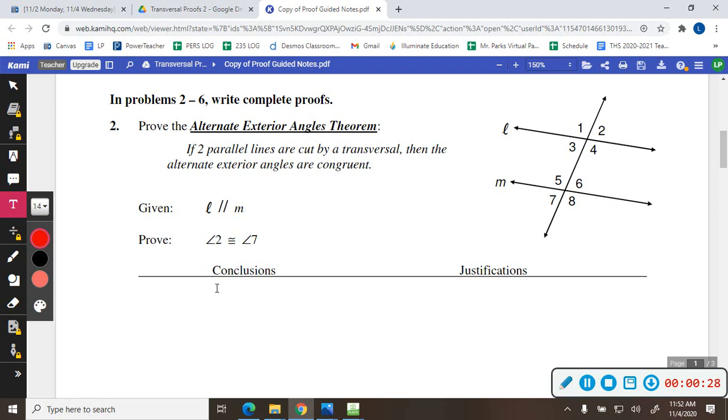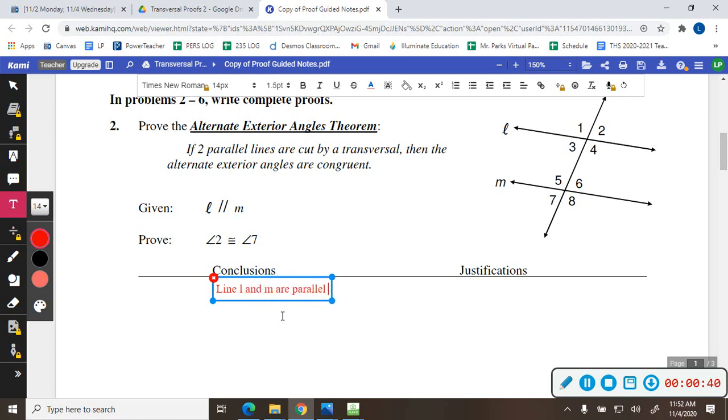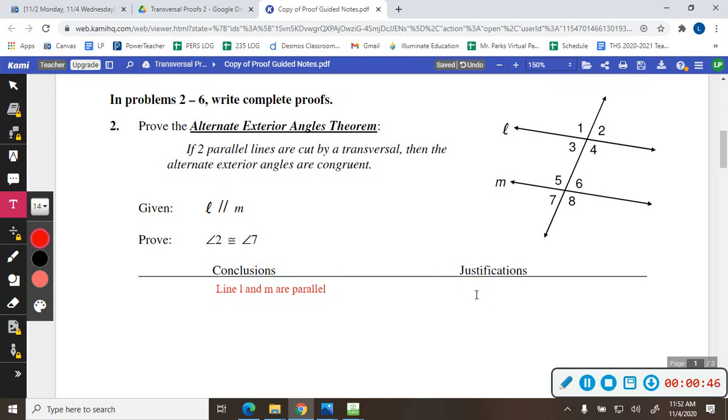So you're going to say L, and I'll just spell it out. Line L and M are parallel. Okay, they tell us that. What's my justification for that? How do I know that? That's given. Okay, so that's our first step. Start off with what you're given.